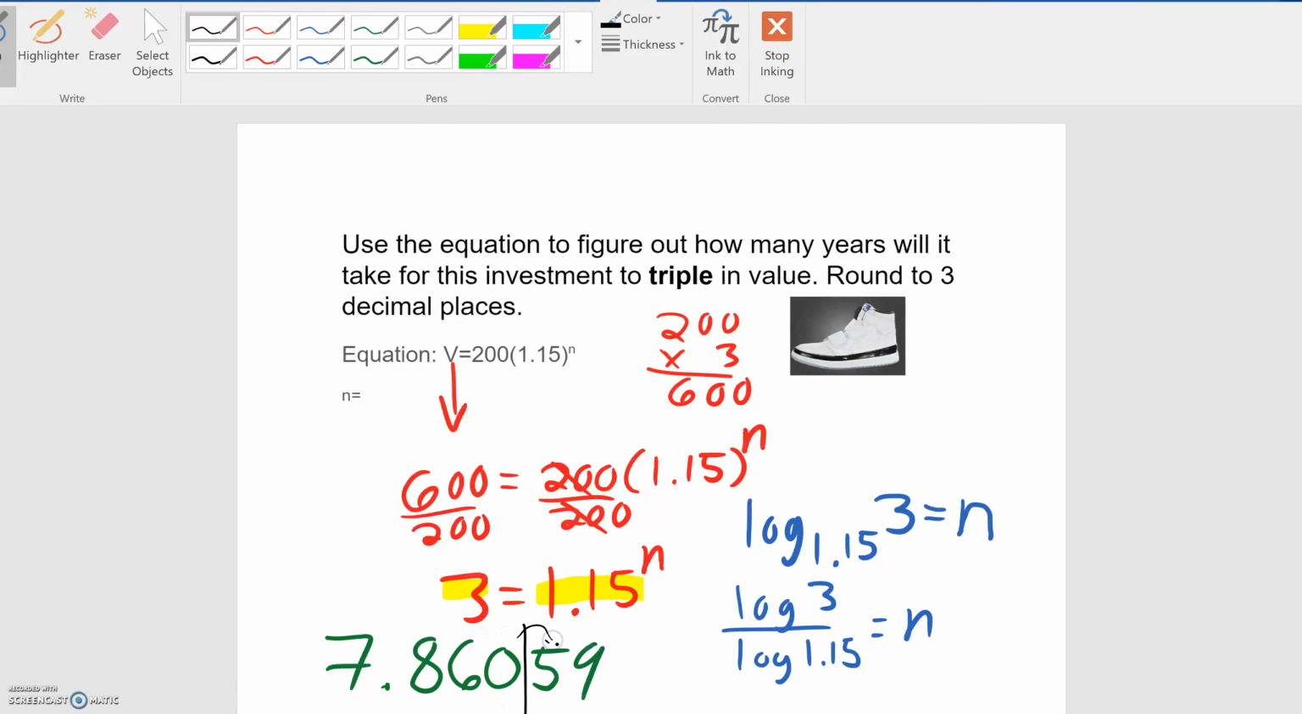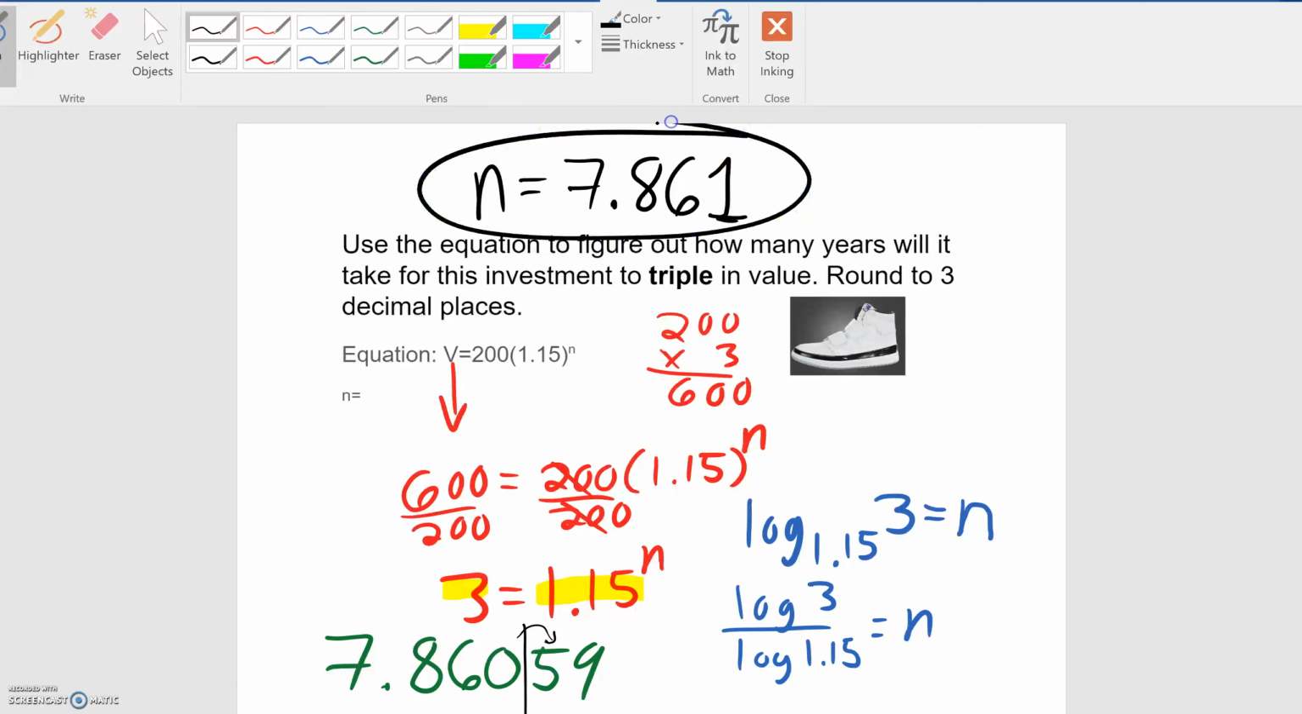And so I look back here, and if this digit is 5 or greater, like 5, 6, 7, 8, or 9, I've got to add one more to this. So n would be 7.86, and I've got to add one more, 1, to 3 decimal places. So it'll take about 7.8 years, or seven and three quarters of a year for this investment to triple in value. So that's how you solve that guy.